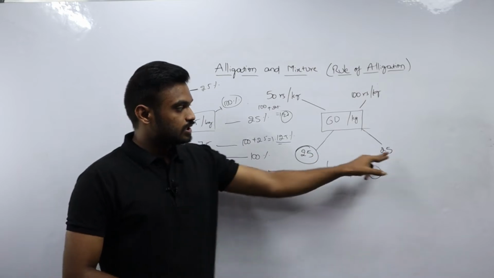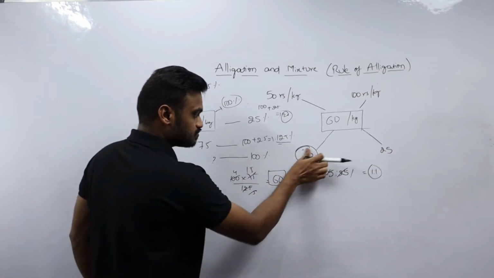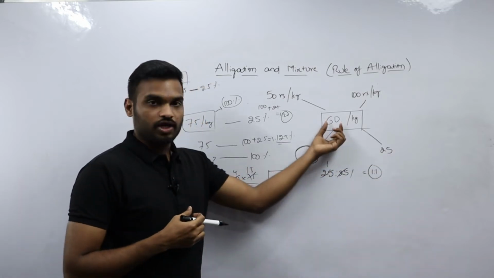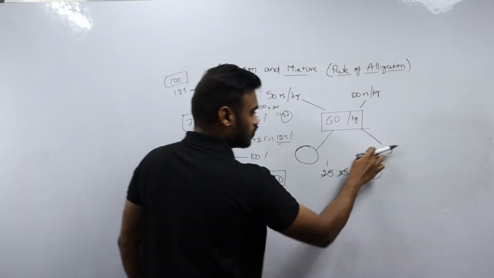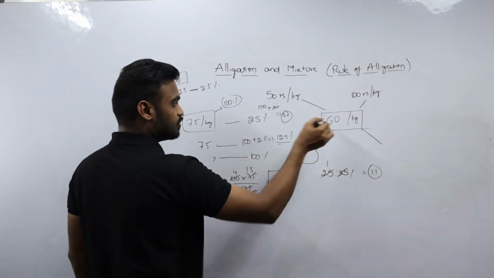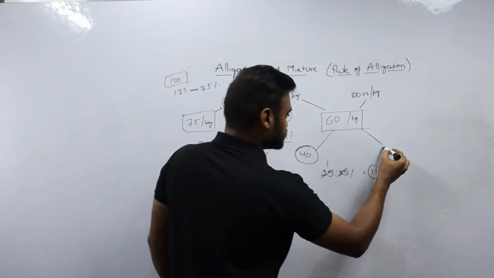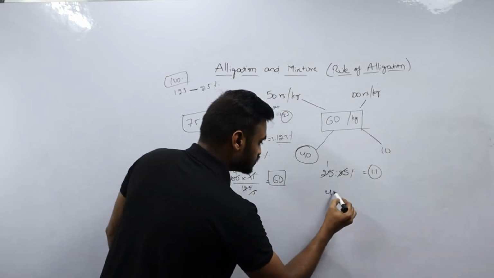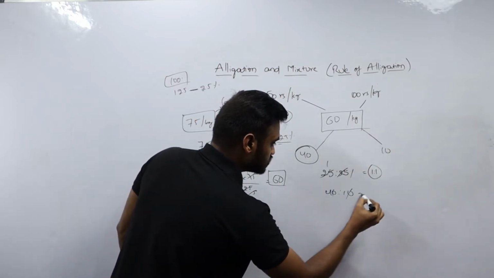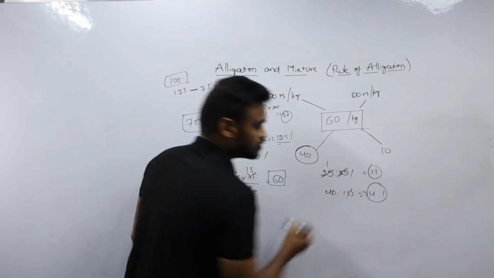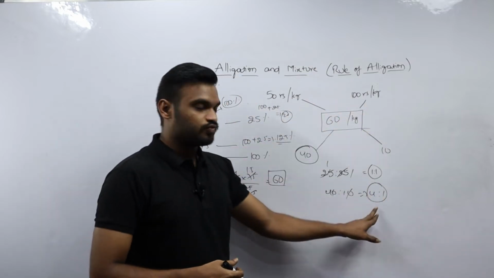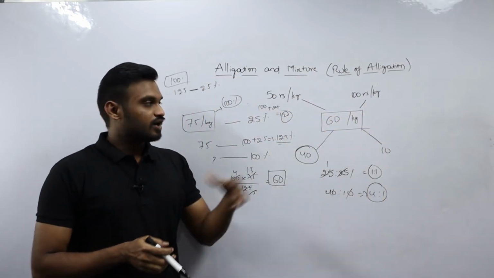So what we will get is the ratio here, see here. Now we have found the mean value. After finding the mean value, what is the ratio here? See, 100 minus 60, that is 40, and 60 minus 50, that is 10. So the ratio is 40:10, that is 4:1. So I need to mix both quantities in 4:1. Okay, I hope you are understanding.